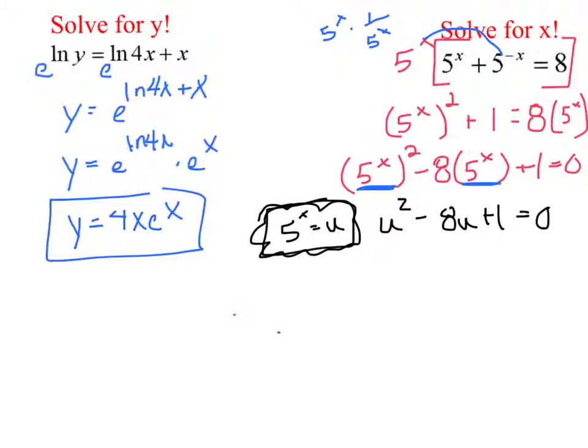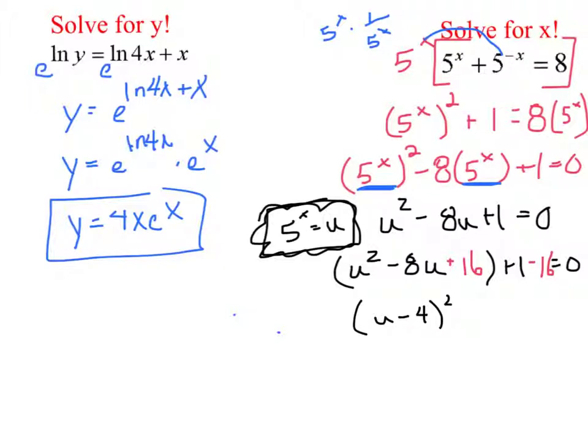Well, now I could either use quadratic formula or completing the square. Let me complete the square. So u squared minus 8u, leaving room, plus 1 equals 0. Well, to complete the square, I take half of the middle, so negative 4, and square it. I'm going to put that right here, so plus 16. Now I'm not allowed to just add 16 and shift a function up unless I also subtract 16 off the end. So this whole thing condenses to be u minus 4 squared minus 15 equals 0.